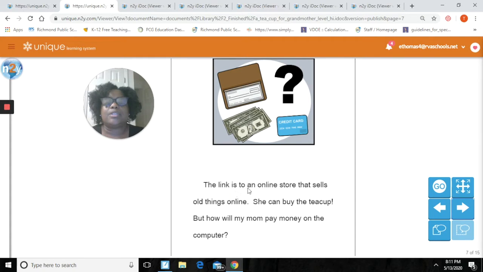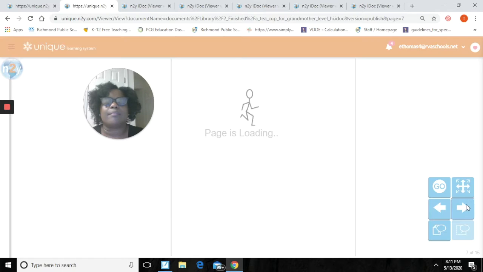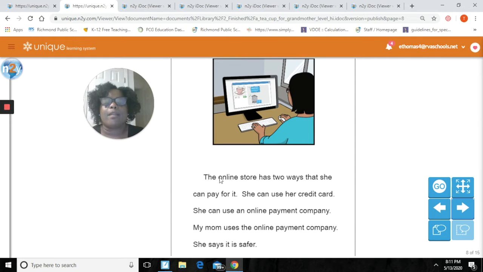The link is to an online store that sells old things online. She can buy the teacup. But how will my mom pay money on the computer? The online store has two ways that she can pay for it. She can use her credit card. She can use an online payment company. My mom uses an online payment company. She says it is safer.